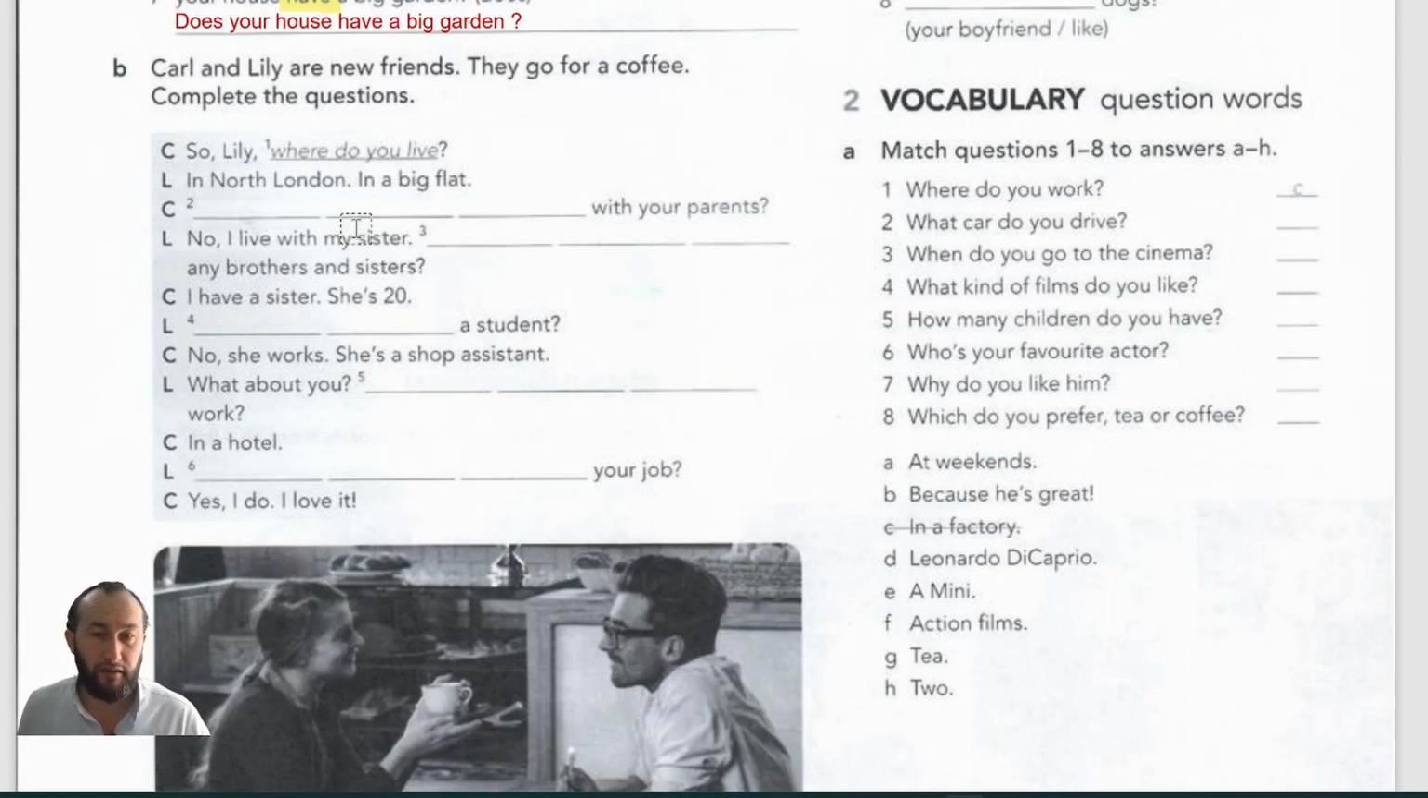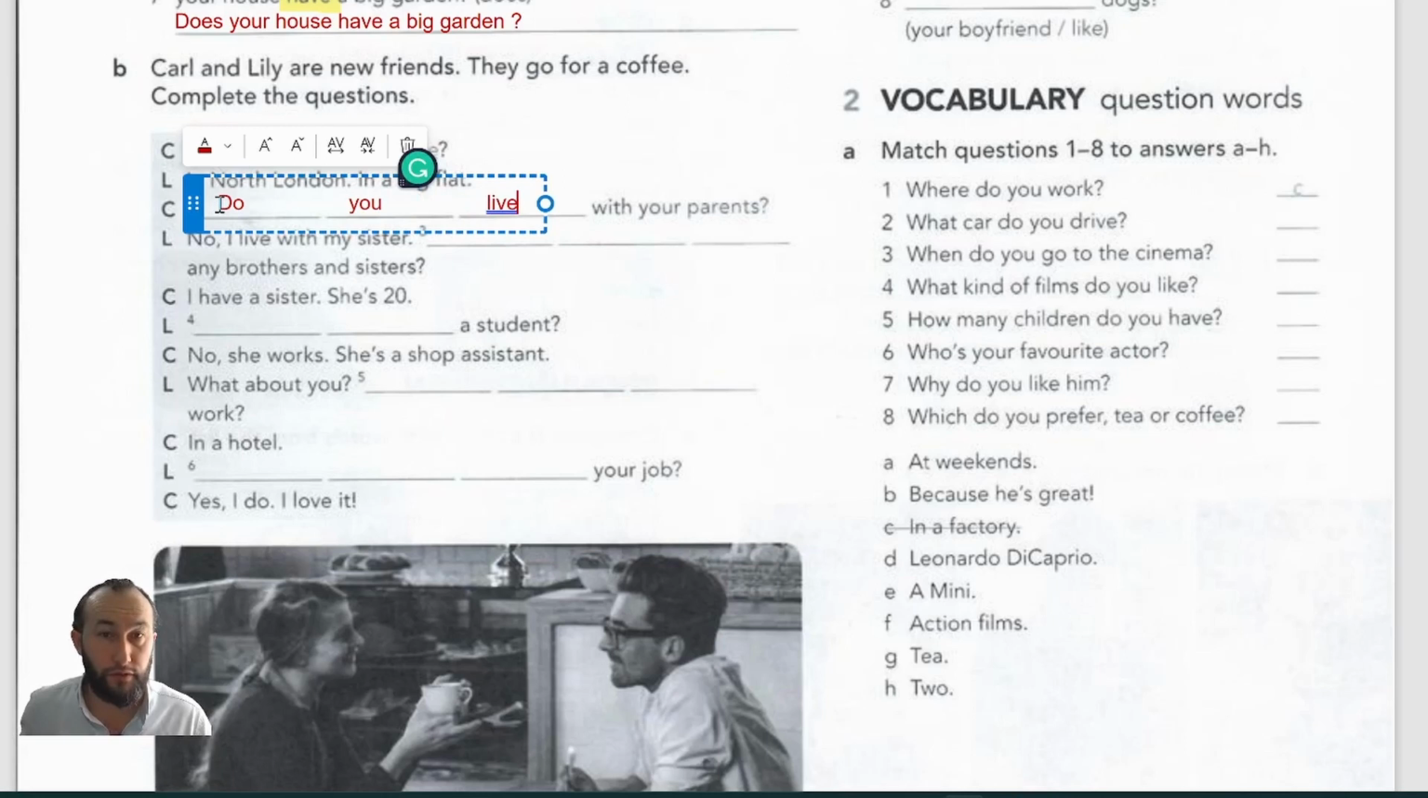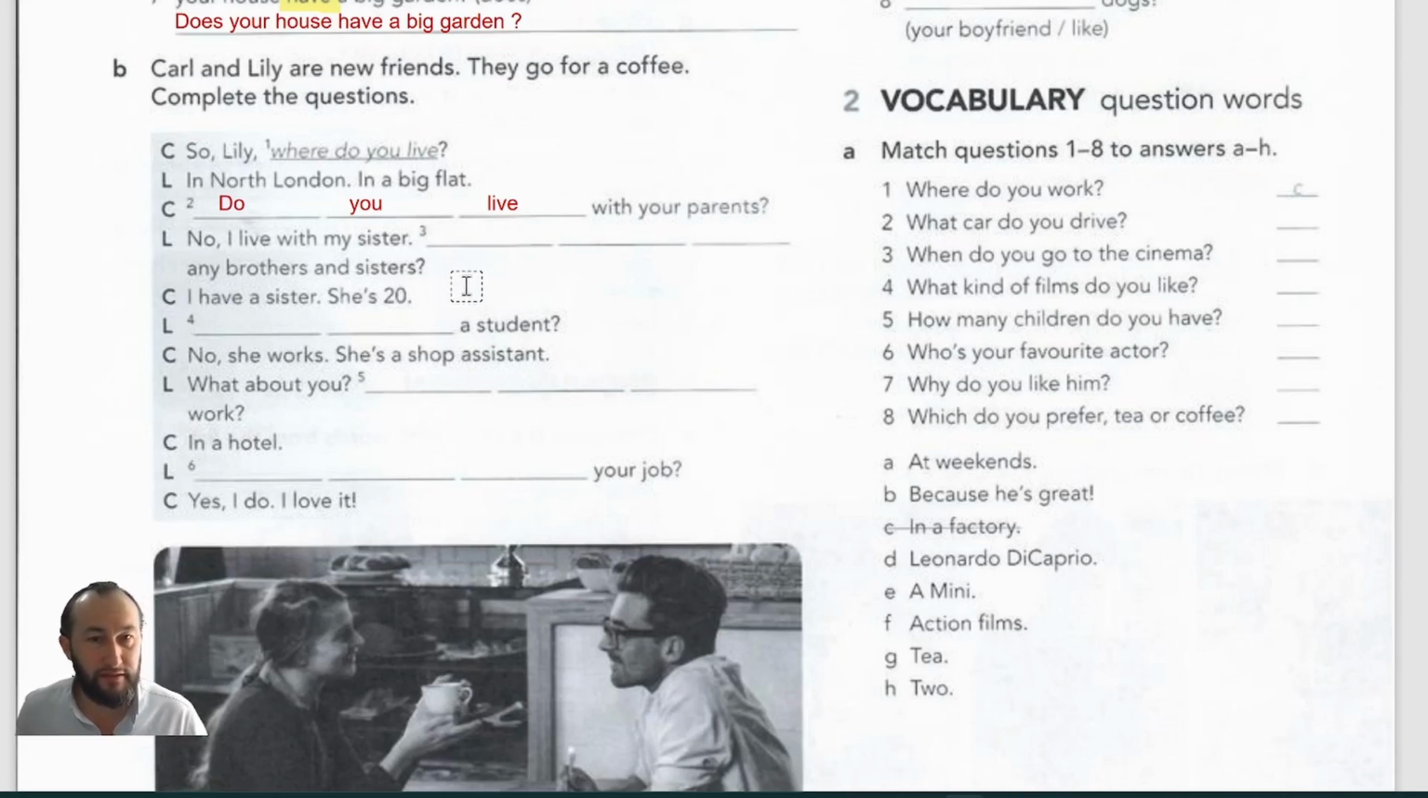So the question is about living. So what we're going to do is, do you live will be the proper answer, I believe. So, do you live? Do you live with your parents? And then Lily goes, no, I live with my sister. And then, as you can see here, Lily is asking a question. Blah blah blah, any brothers and sisters? And then Carl is saying, I have a sister. Okay, so the girl is asking if he has got brothers or sisters. So, do you have?